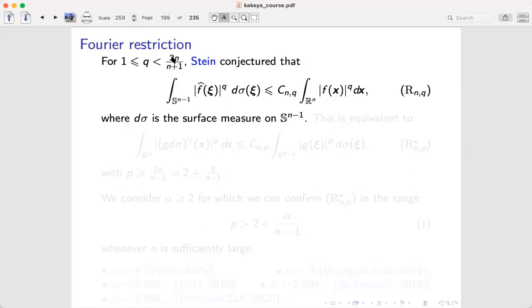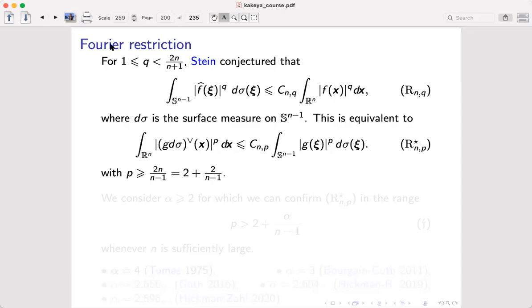And this is equivalent. If you try and realize this Q norm using duality, you take away this and put some G here, where G is some function supported on the sphere. This is the surface measure on the sphere. And then you can do Parseval and move the Fourier transform off of F and onto G sigma, which is what we've done here. So that's the formal adjoint operator.